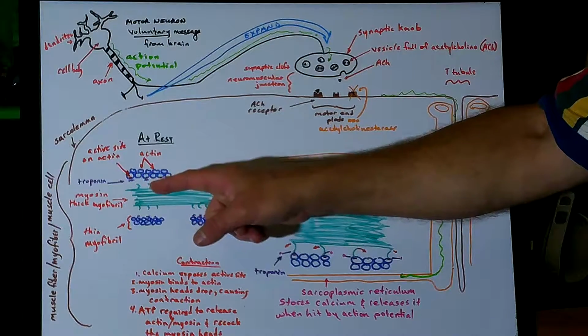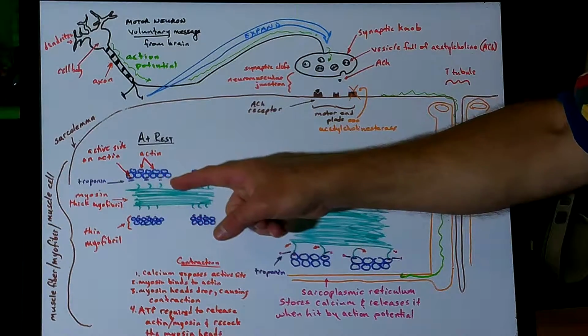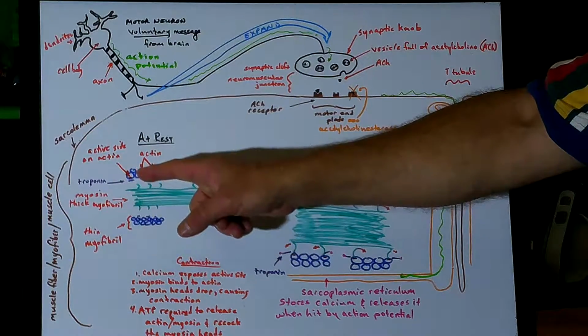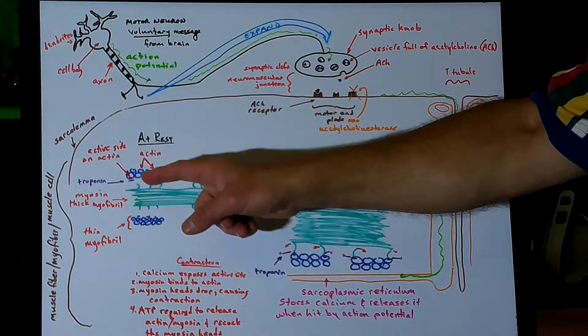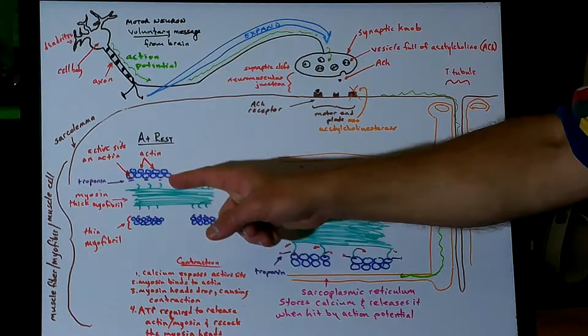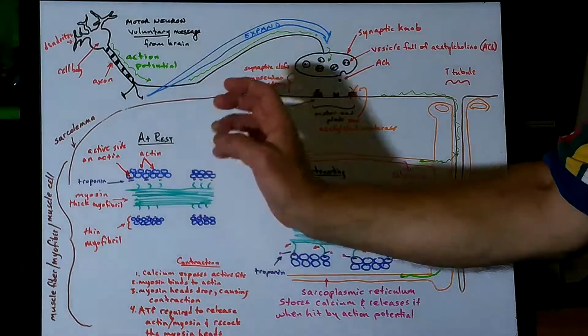It's called the active site because you see these little heads here on myosin, these look like little hooks. They want to bind to the active site, but they cannot because troponin is in the way. These little hooks are called the myosin heads, and they are pre-cocked.